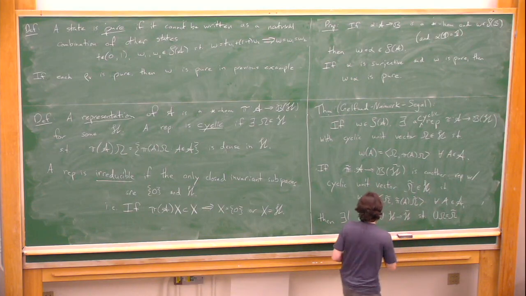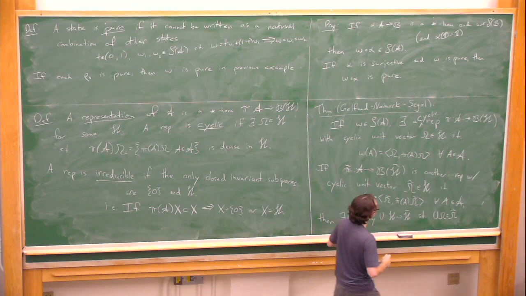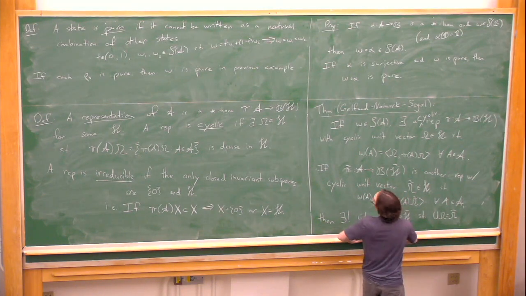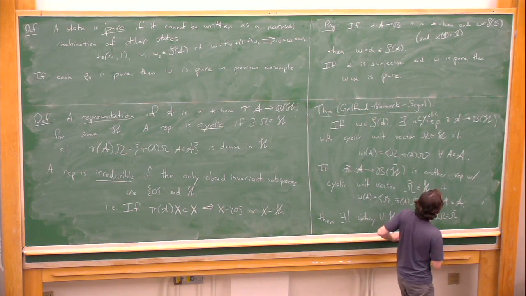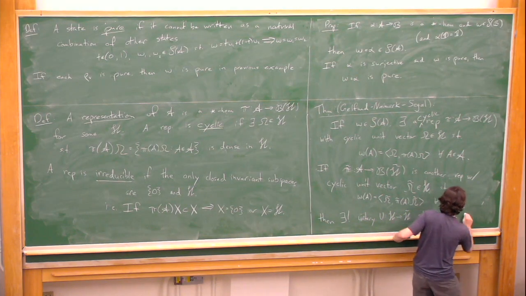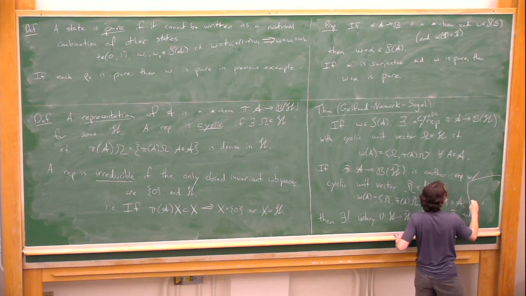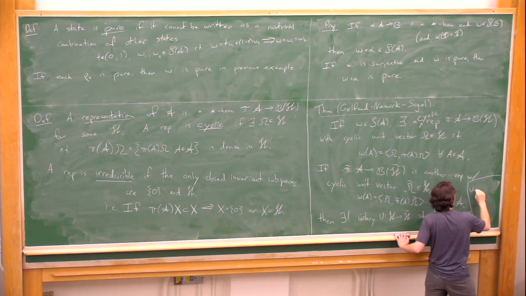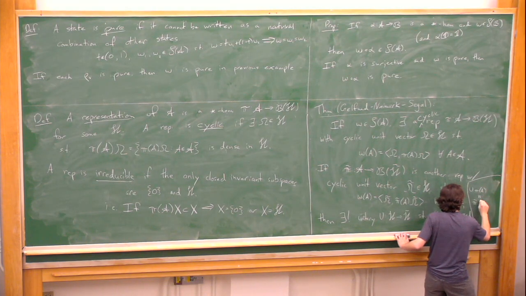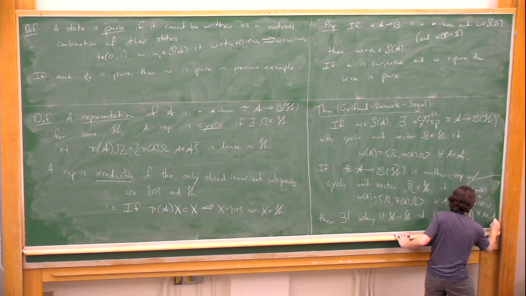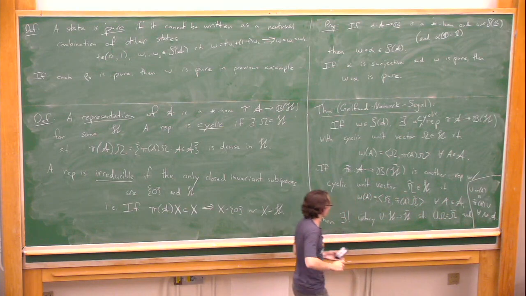Uh-oh. Where am I going to write this? Maybe you'll forgive me if I write it here. And U pi of A is equal to pi tilde of A U for all A in the algebra. OK, I apologize for the sloppy board work.